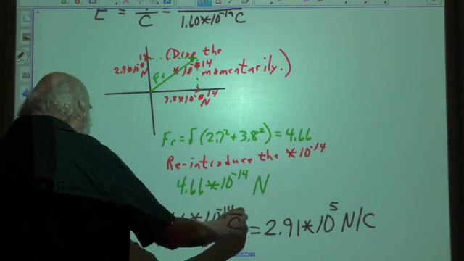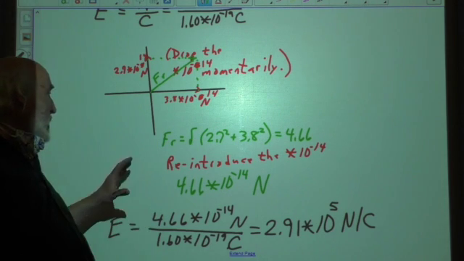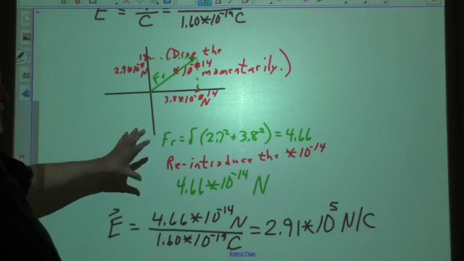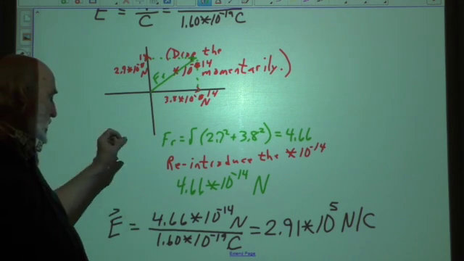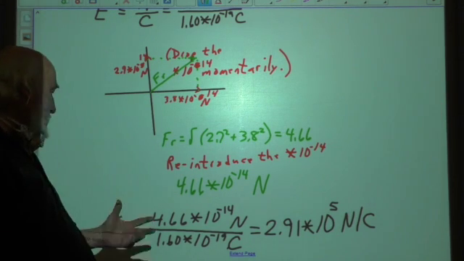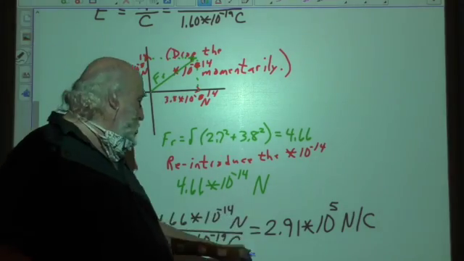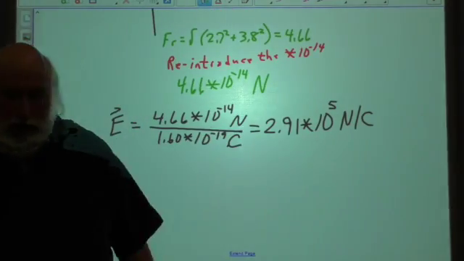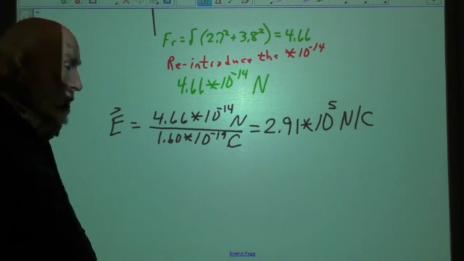And the equation for finding the electric field is force over charge. Force, which is this, over charge, which is the number of coulombs for one electron, which, like I said, is 1.60 times 10 to the -19 coulombs. And I get 2.91 times 10 to the 5th newtons per coulomb. Okay?